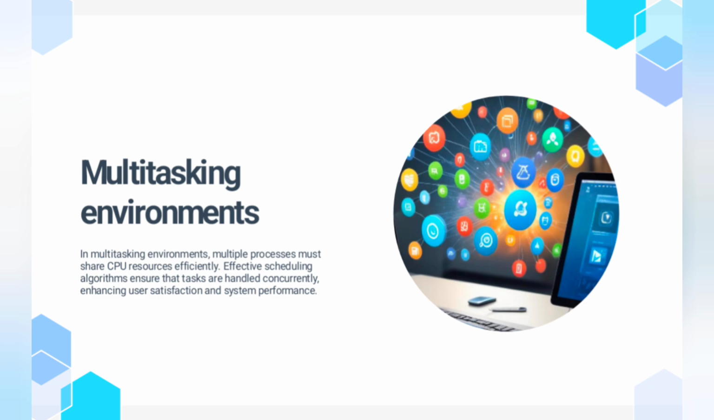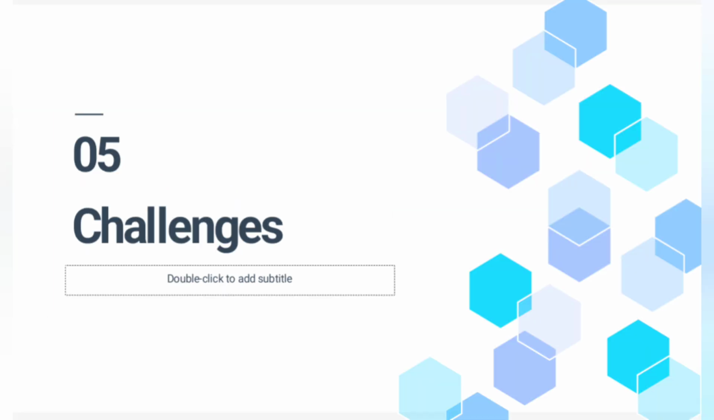Next, multitasking environments. In multitasking environments, multiple processes must share CPU resources efficiently. Effective scheduling algorithms ensure that tasks are handled concurrently, enhancing user satisfaction and system performance.